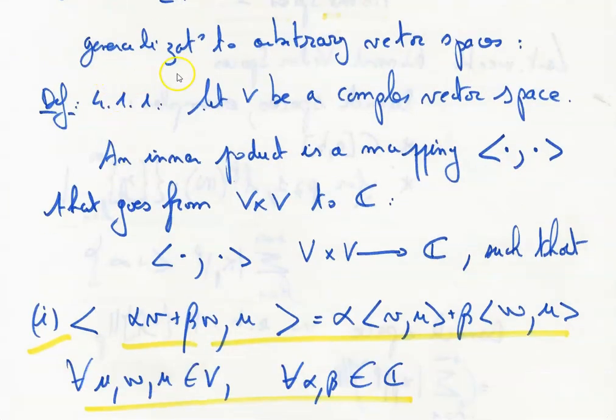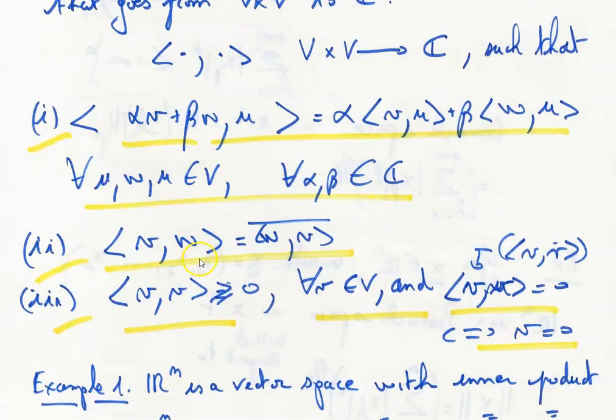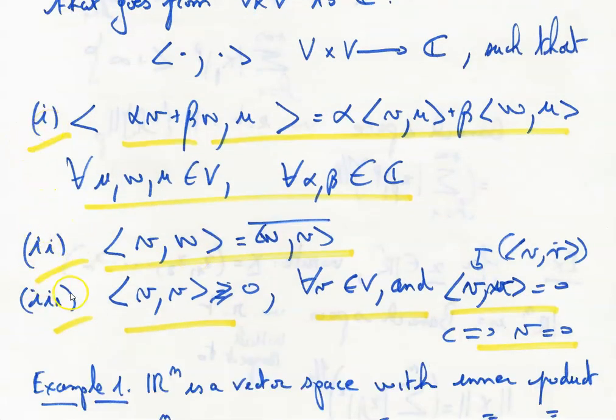So now we are going to see a generalization to an arbitrary vector space. Let's take the following definition. Let V be a complex vector space. An inner product is a mapping from V times V to C. So this inner product takes two elements of V and gives us a scalar, which is here a complex number. It's an application that takes two vectors and gives us a scalar, but this application has three properties to be an inner product: the first property, the second property, and the third property.